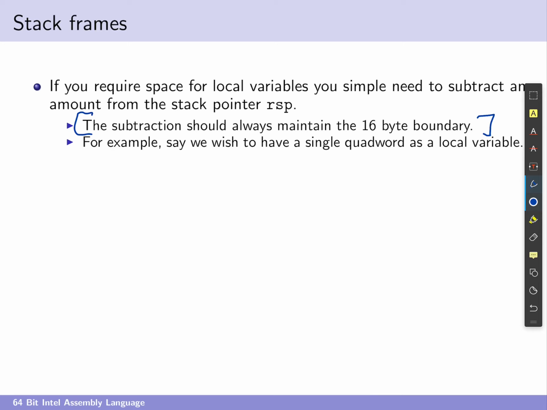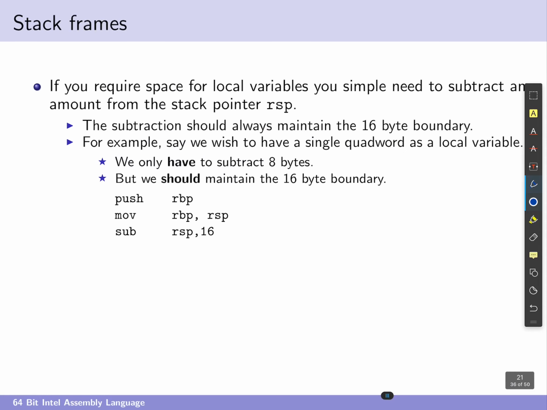So say, for example, I only need a single quad word as a local variable. I just need one. Maybe it's called sum, for example. And that's all I technically need. I only, in principle, have to subtract 8 because that's all I need. But to maintain my compliance, I should actually subtract 16 bytes. So even though I'm only going to be using 8, I always need to subtract that multiple of 16. So here we basically do our stack frame setup, and then I just subtract what I need for my local variables.